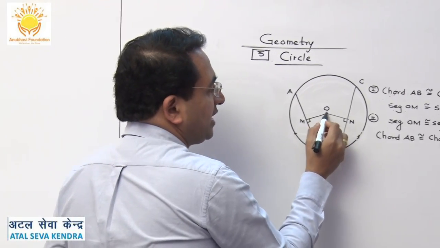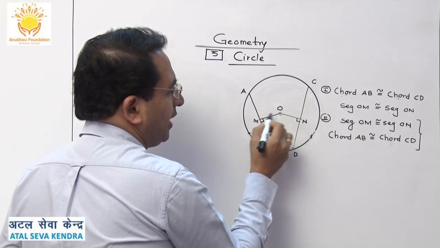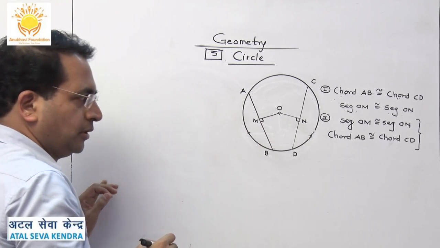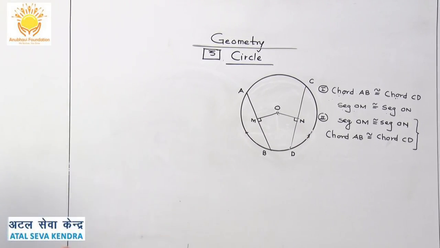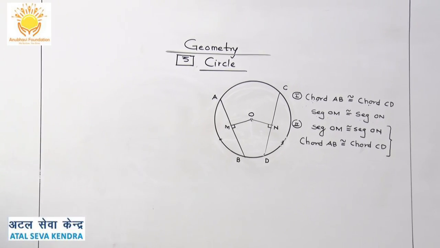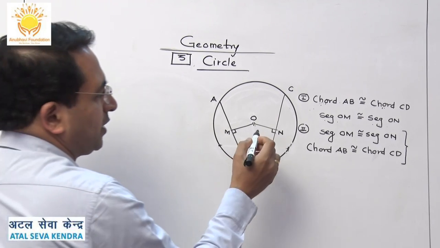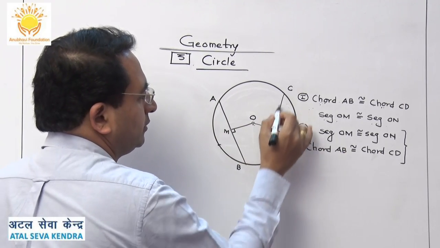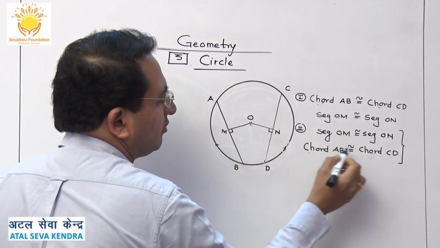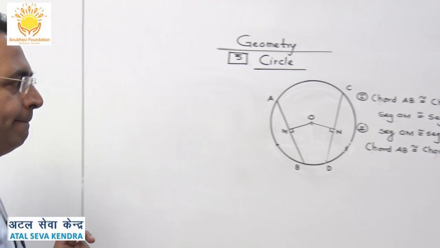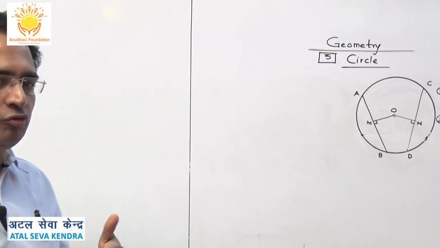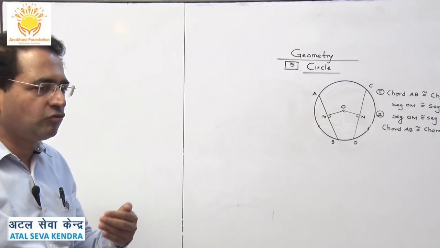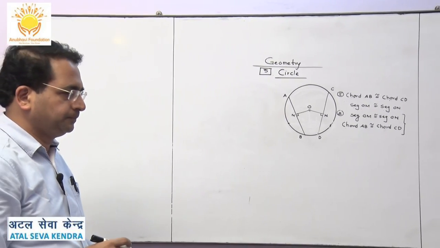Equidistant means at equal distance. OM and ON are equal. The reverse of that is what we call the converse in geometry. The converse is: if the chords are equidistant from the center, then the chords are congruent. But don't forget to use the words chords of the same circle.